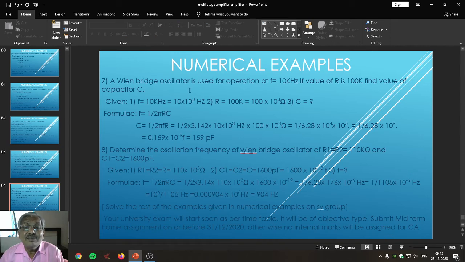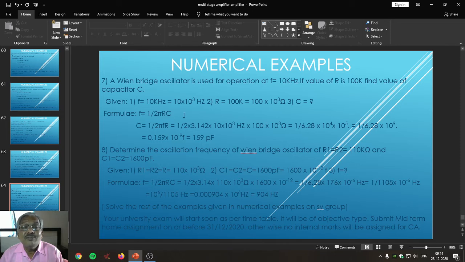Next example is based on Wien-Bridge oscillator. A Wien bridge oscillator is used for operation at f is equal to 10 kilohertz. Frequency is given. If value of R is 100 kilo, find the value of capacitor. F is given. F is equal to 10 kilohertz, that is 10 into 10 raised to 3 hertz. R is given. R is equal to 100K, that is 100 into 10 raised to 3. C is to be calculated.